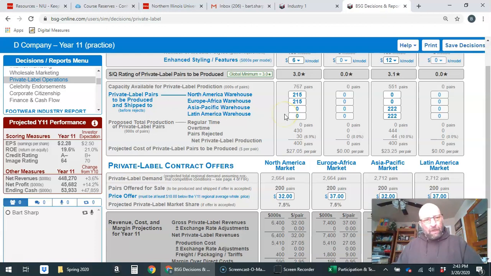And in fact, none of these decisions have been finalized on the other screens, but based on what the entries are there, it's telling me that I have enough capacity left over in my North American factory that I could make 767 pairs of shoes for the private label. That's my excess capacity after I scheduled my branded production. In Asia, I've got 551 pairs. You might as well at least try to use that capacity. So you need to offer 767 pairs out of North America and 551 pairs out of Asia. Whatever these numbers are on your screens, whatever your excess capacity is, at least try to use it by bidding on the private label.